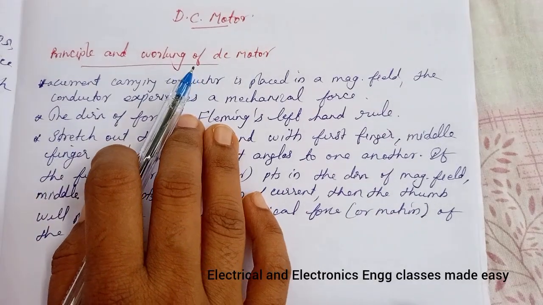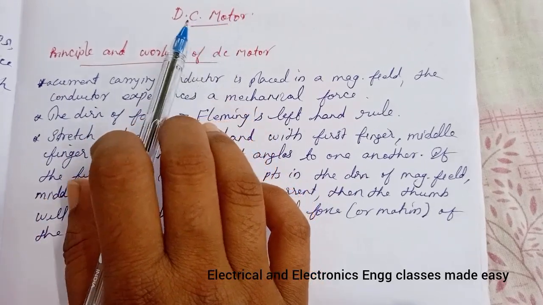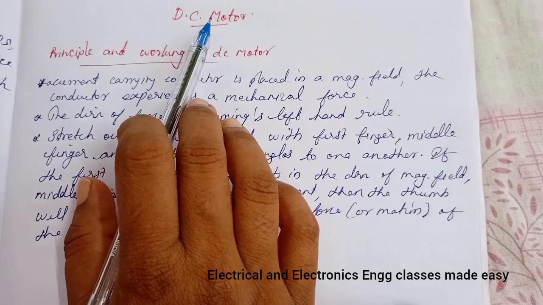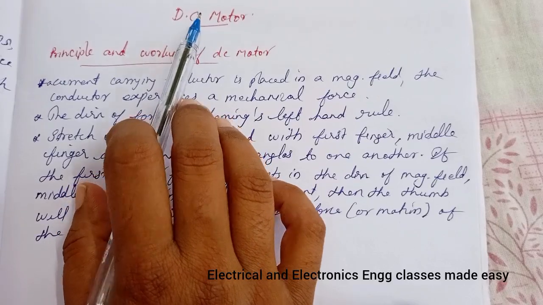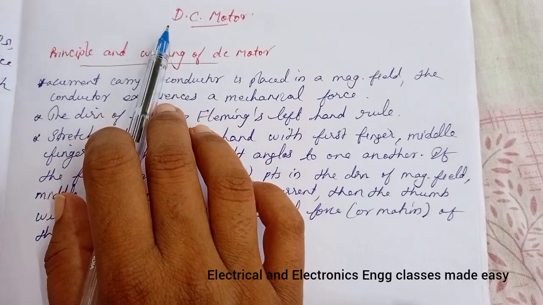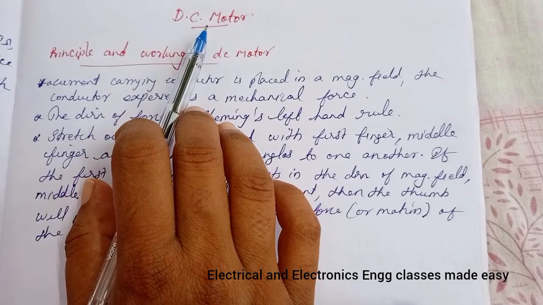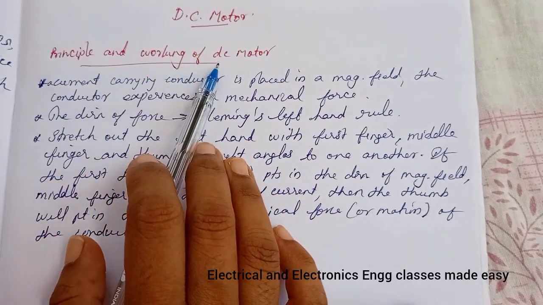Today's class is about DC motor. Constructionally, there is no basic difference between DC generator and DC motor. In fact, the same DC machine can be used interchangeably as a DC generator or as a motor. The principle and working of DC motor.